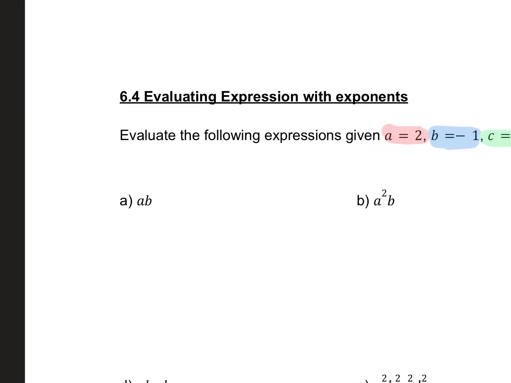First, example A. We only have the variables A and B. So, based on what was given earlier, I know that A is 2 and B is -1. So I'll substitute those values in, and because they're written right next to each other, we're implying multiplication. So I'll take 2 times -1, and that will give me -2.